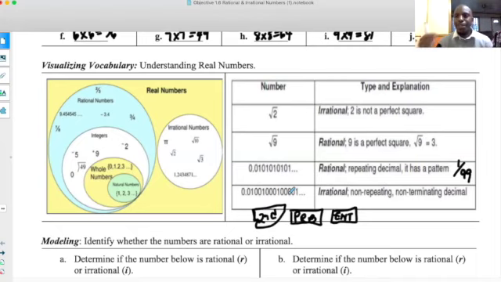If it pops out the same decimal, and please listen to me, if it gives you the same decimal, then no, it is not rational. It is irrational. If I try to turn pi into a fraction, it's not going to give me a fraction. It's going to give me the same number pi. And that's what identifies something as rational or irrational. If it can turn into a fraction, it's rational. Let's look at the modeling.